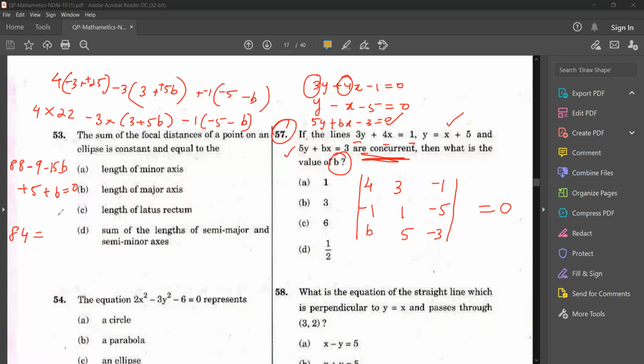this will be minus 14, isn't it? So 14b. So b will be 84 by 14. So the answer is b is equal to 6. 14 into 6 is 84, isn't it? So b is equal to 6 is the correct answer. Option C is the correct answer.